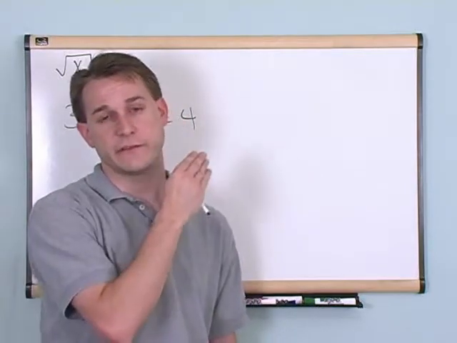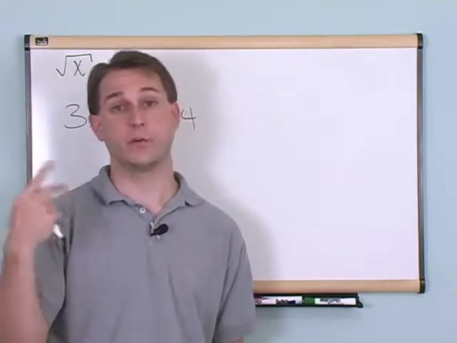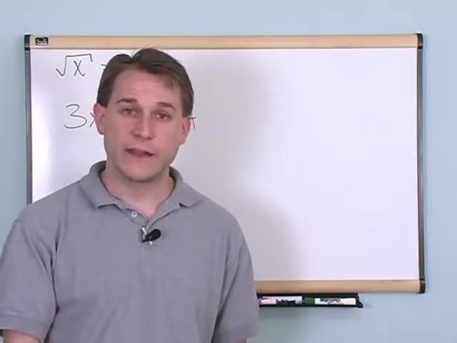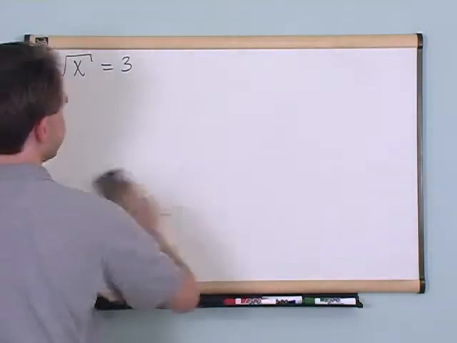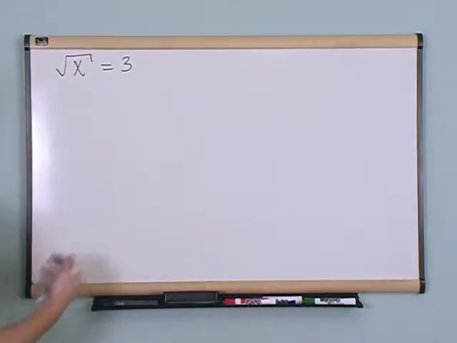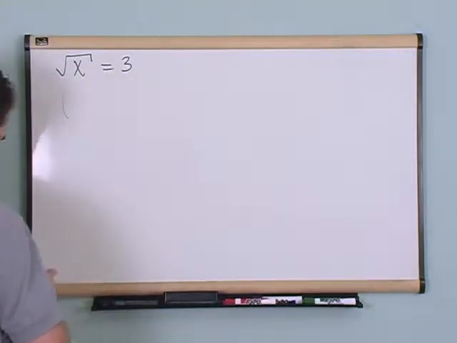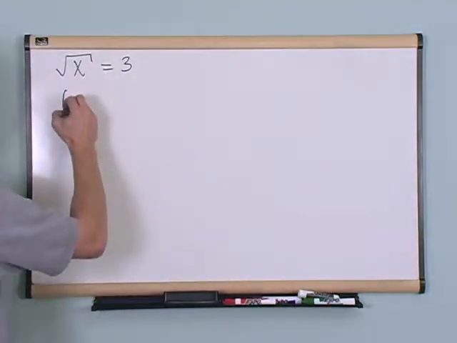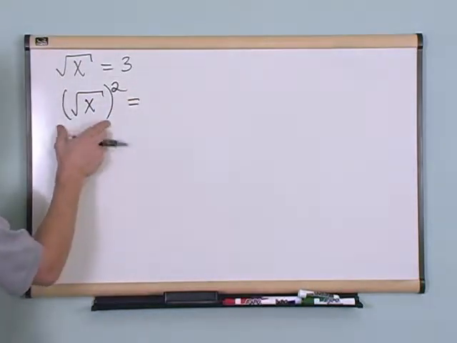The critical thing for equations of the type here with radicals is the opposite of a square is a square root. And the opposite of a square root is a square. So once we know that, we have everything we need to know to tackle an equation like this. So let's do that. The opposite of a square root is a square. So in order to get rid of the square root, what I need to do is take the square root of x and square the whole thing, the entire radical and everything.